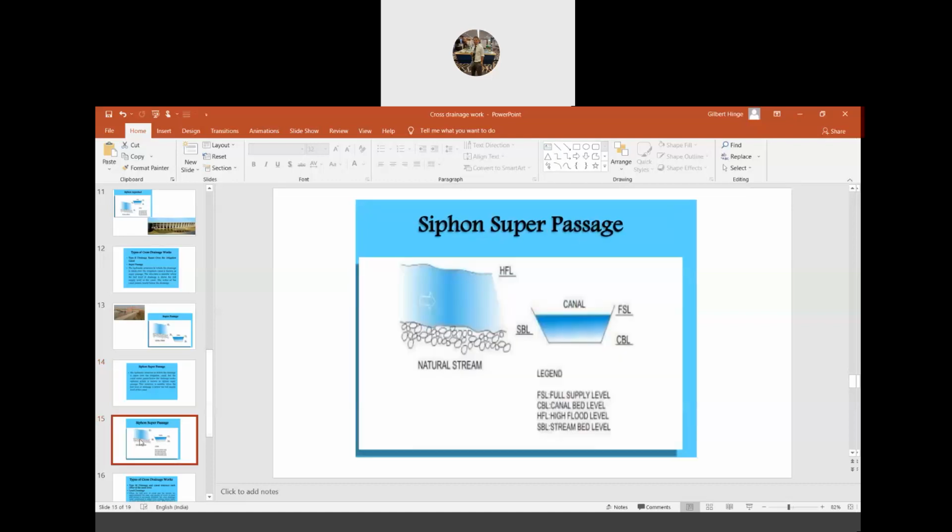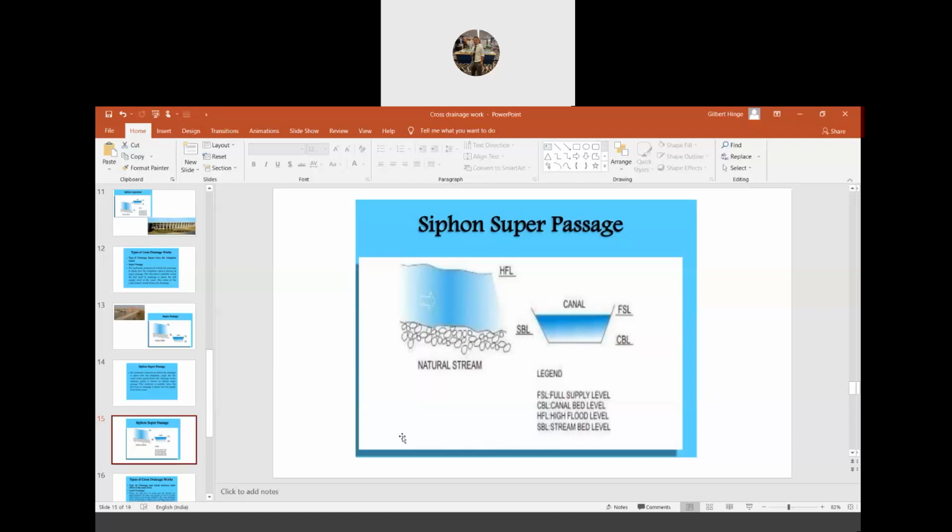You see here, the river is on top and the canal is below. But the bed level of the river is well below the full supply level of the canal. Because the bed level is below the full supply level, it is under pressure, under siphonic action. That's why it is called a siphon super passage.